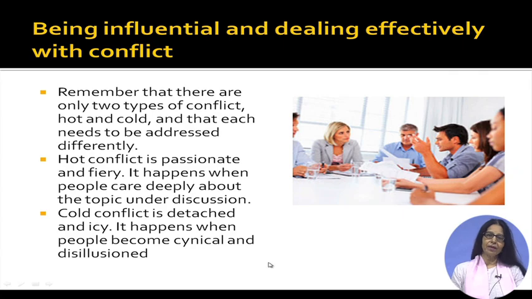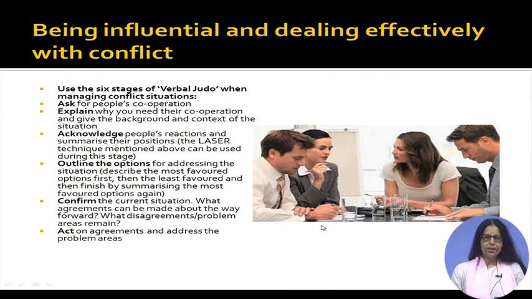Even though people are in a position of conflict with one another, they don't state it openly. They remain very civil, they are very cold and icy. This is the more dangerous kind of conflict, because this is when people become cynical and icy. So what are the things you can do to deal effectively with conflict? Let's look at those. Use the 6 stages of verbal judo when managing conflict situations.